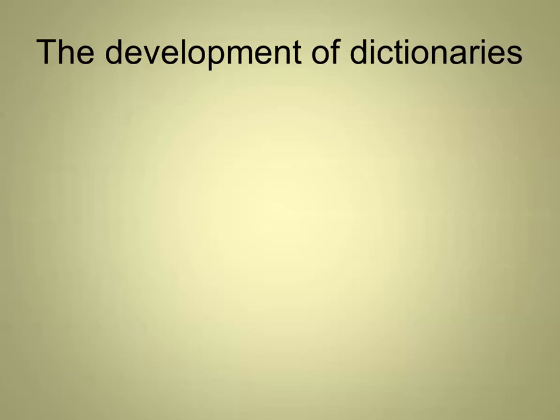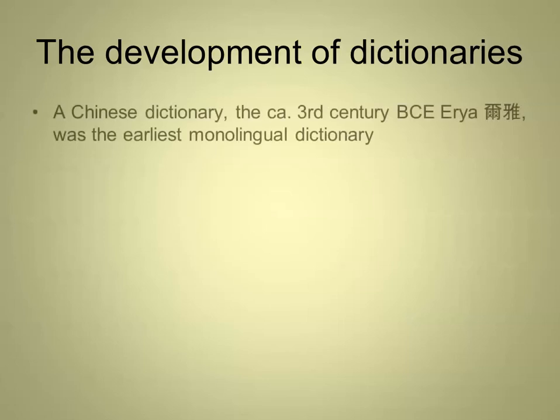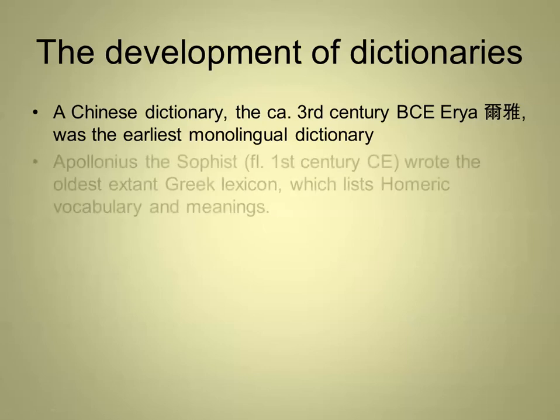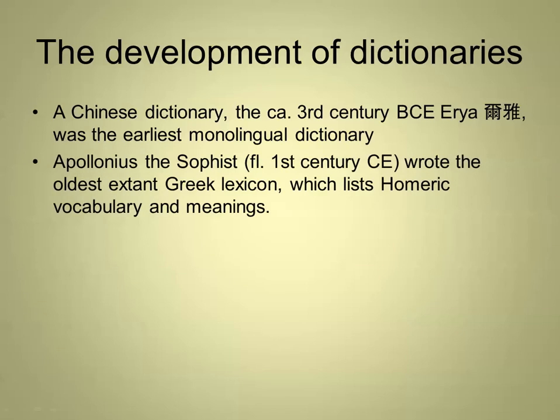To give you an idea of what's going on around the world at the same time as the Chinese are developing their dictionaries, I'll give you a brief timeline here. There was a Chinese dictionary around the 3rd century BCE called the Erya, which was the earliest monolingual dictionary. In Greece, Apollonius the sophist wrote the oldest extant Greek lexicon around the 1st century CE, and that lists Homeric vocabulary and meanings.